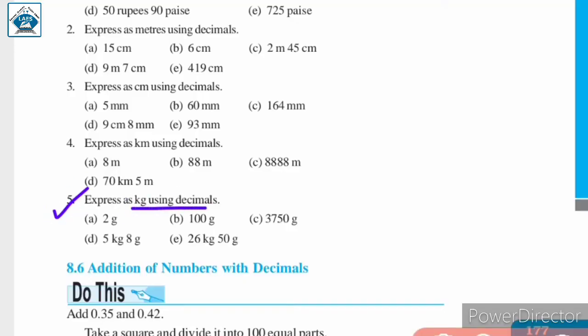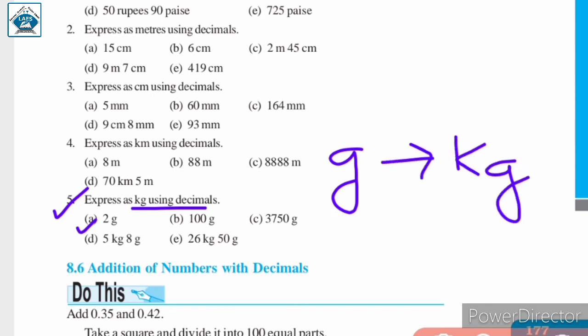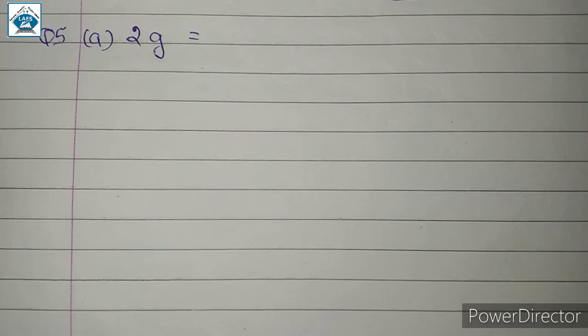Question number 5. Express as kilogram using decimals. A. 2 grams. In this question we are given grams and we need to express them as kilograms using decimals. We know that 1 kilogram is equal to 1000 grams. So we will be dividing the given numbers by 1000 to convert them into kilograms and write them in the form of decimals. So let us see the solution.